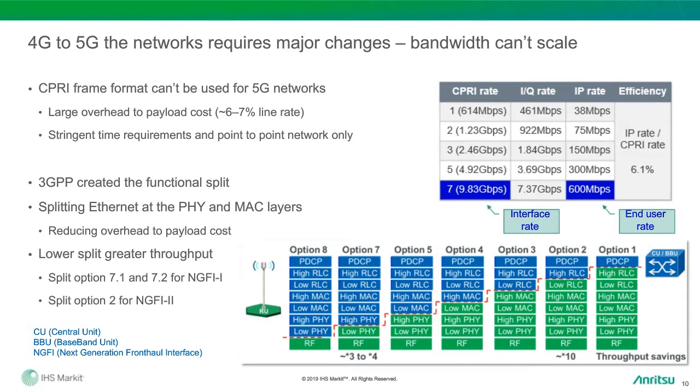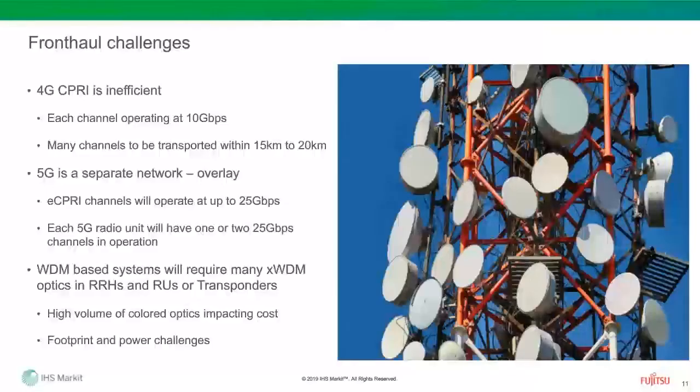So for option 7, commonly used for option 7.1 or 7.2 split, commonly used for the mobile fronthaul area of the network, we get about 3 to 4 times more throughput. Whereas if we look at option 2, which is commonly talked about being used for the mobile midhaul area, or NGFI-II. So it's all about getting better throughput for the network and more efficiency in that fronthaul connection. With that, I'll hand it over to Joe to continue.